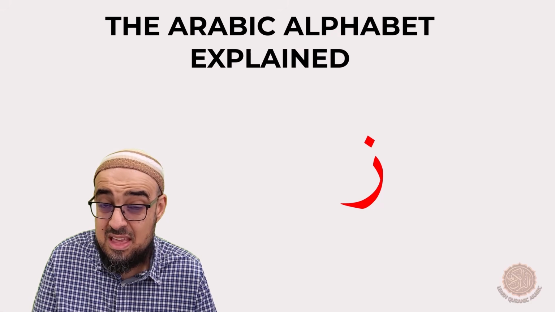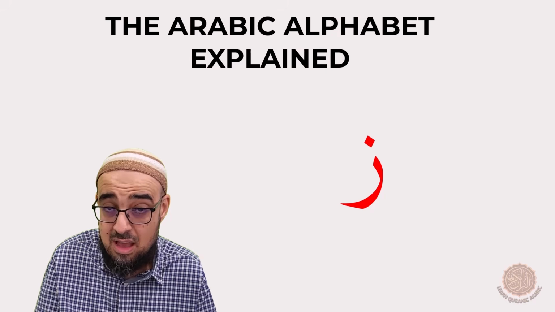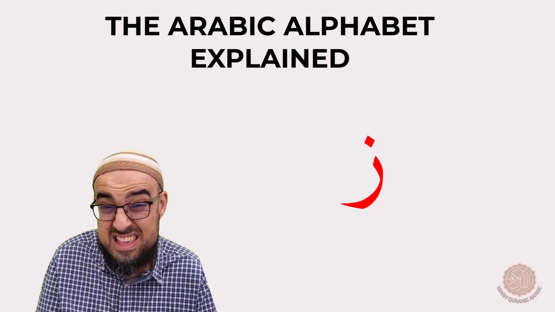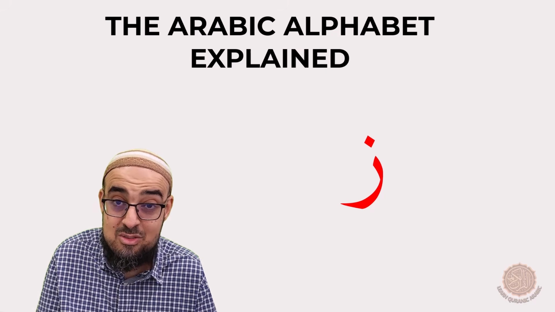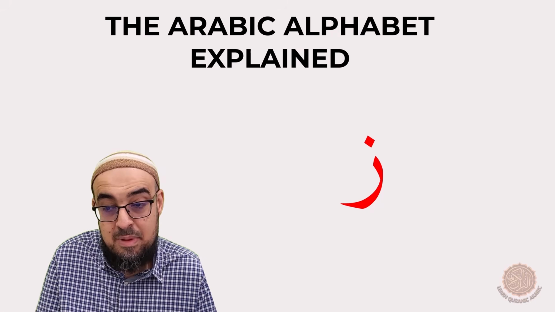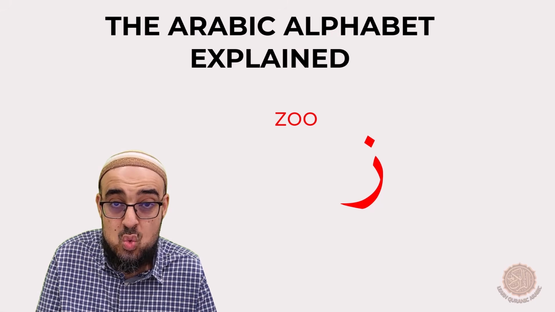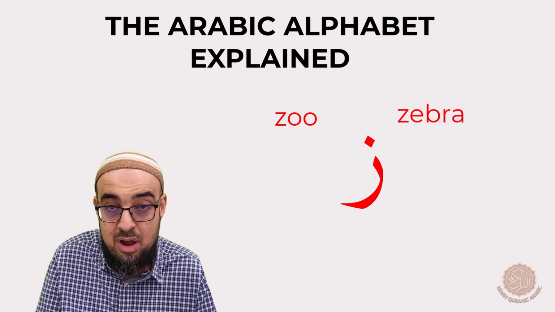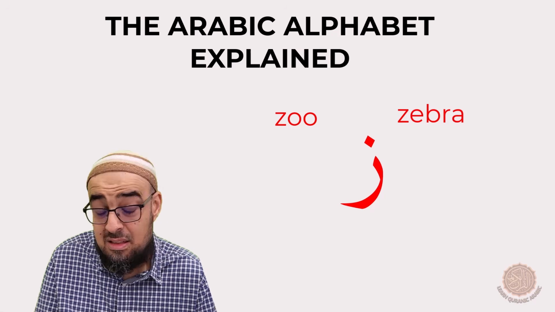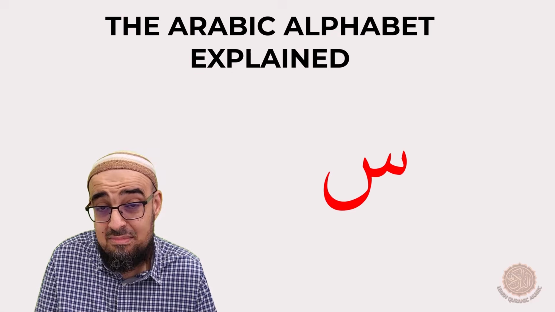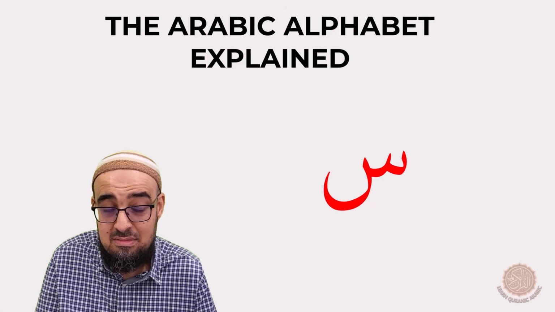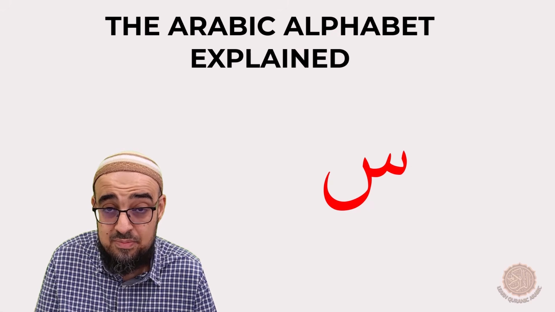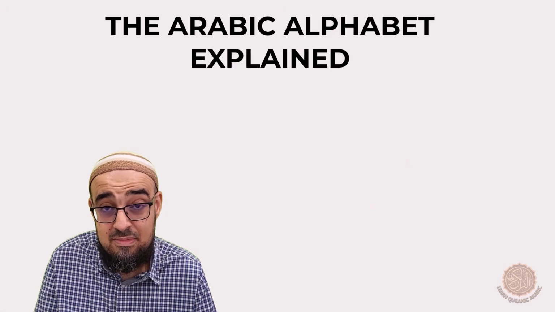And that's just the Z sound. Americans say Z, as Australians we say Z, but it's the same sound, like zoo, zebra. Next is sin, which is just the S sound. For example, seb, sel. That's very straightforward. Then we have the sheen.